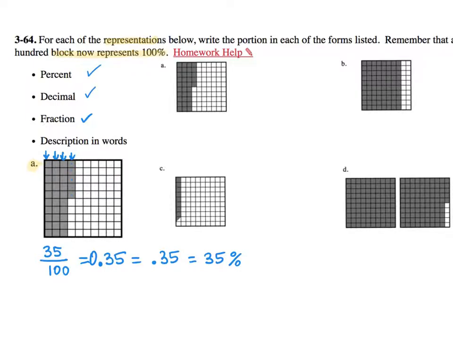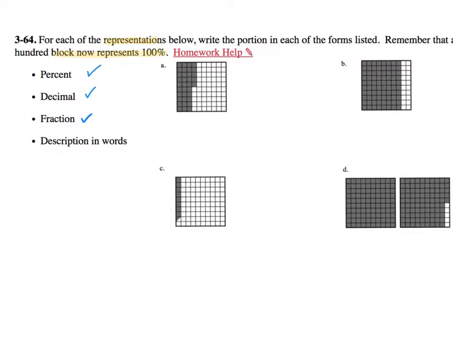So the last thing we just need to do is describe it in words. So we can say 35 hundredths, but make sure you're writing the THS, which represents little parts. So I said it, but you need to write it in words. So go ahead and try B on your own, and I'm going to work with example C right now.